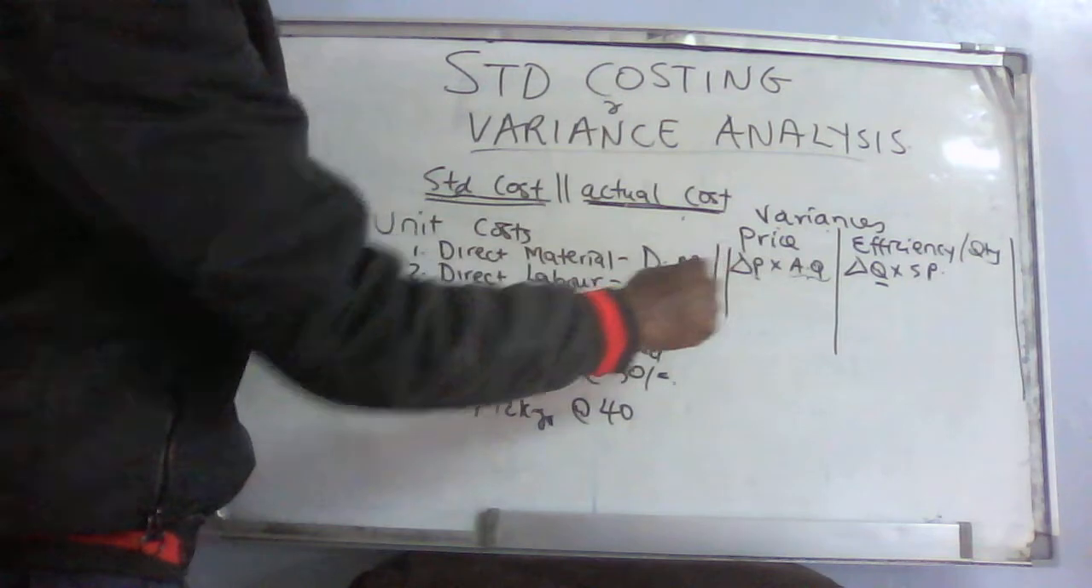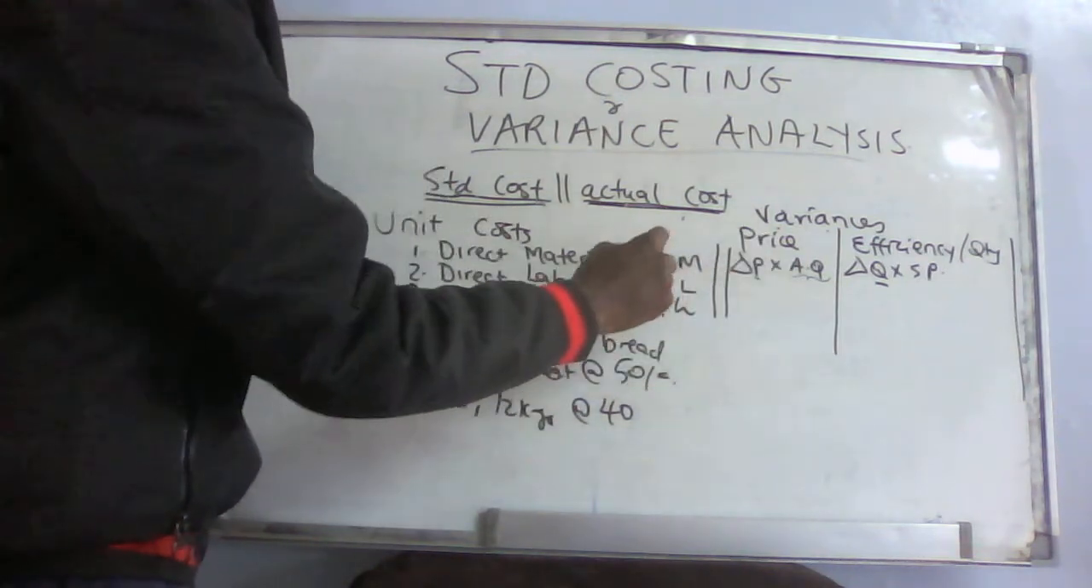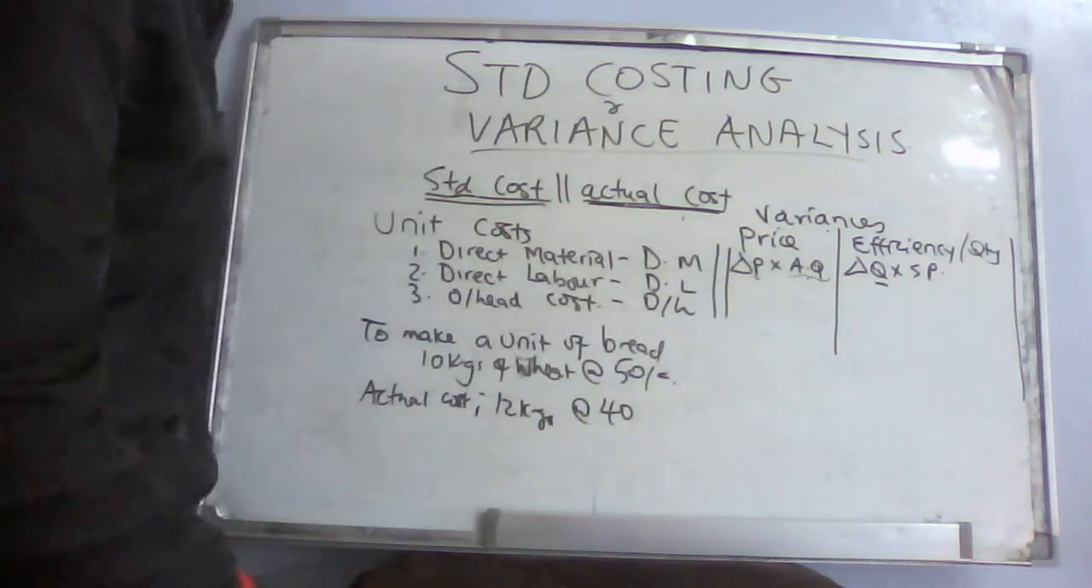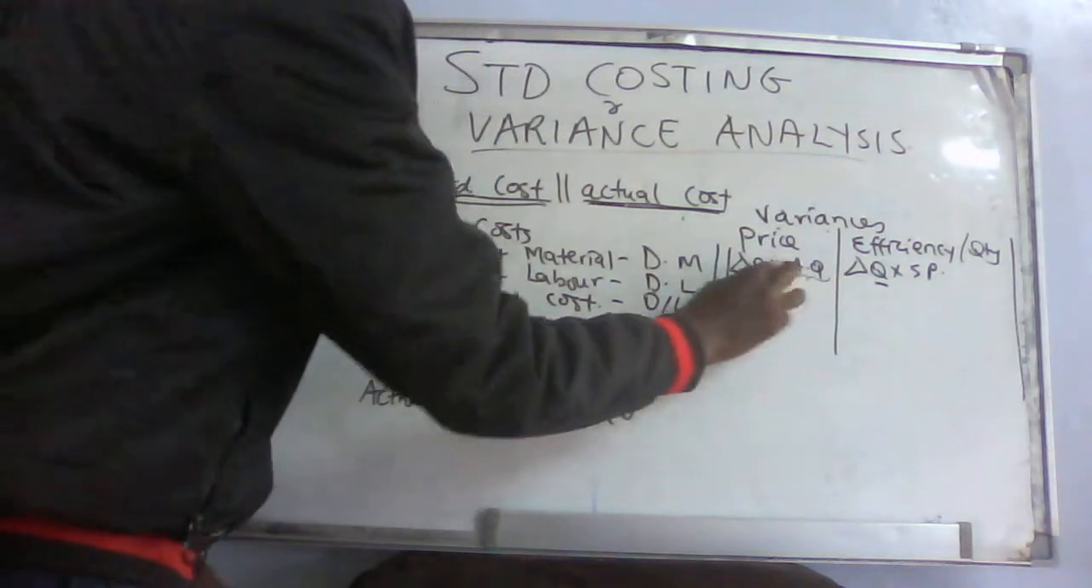Now, the price variance, the direct material price variance for this one will be, so let us do it like this.